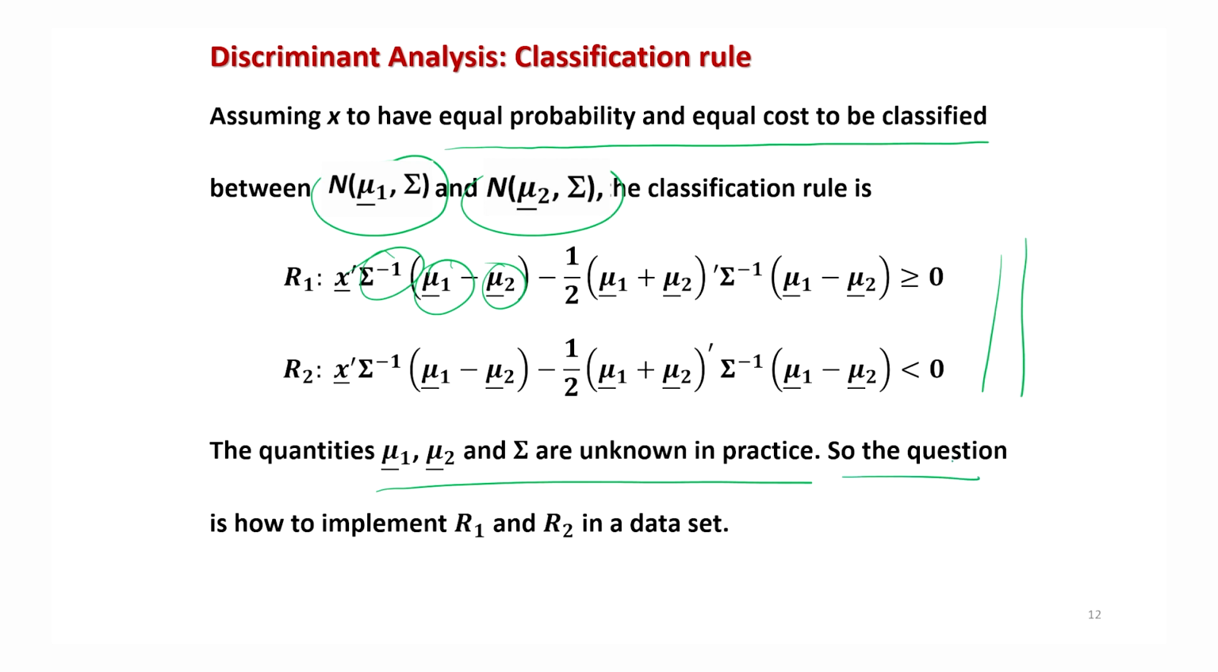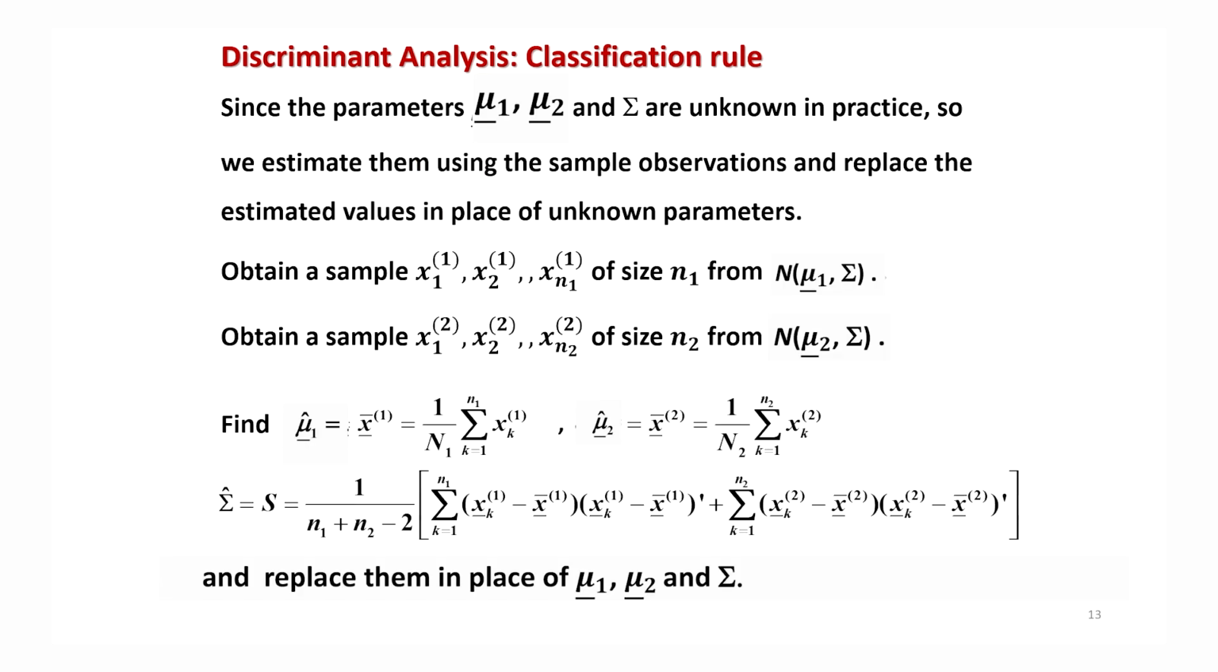So the question is how to implement them in a real data set, and how should I compute my regions R1 and R2. The simplest solution is that we can draw a sample, try to obtain the estimators of mu1, mu2 and sigma, and replace them here, right. Because these parameters are unknown in practice, we get the sample observations and replace the unknown parameters by their estimated values.